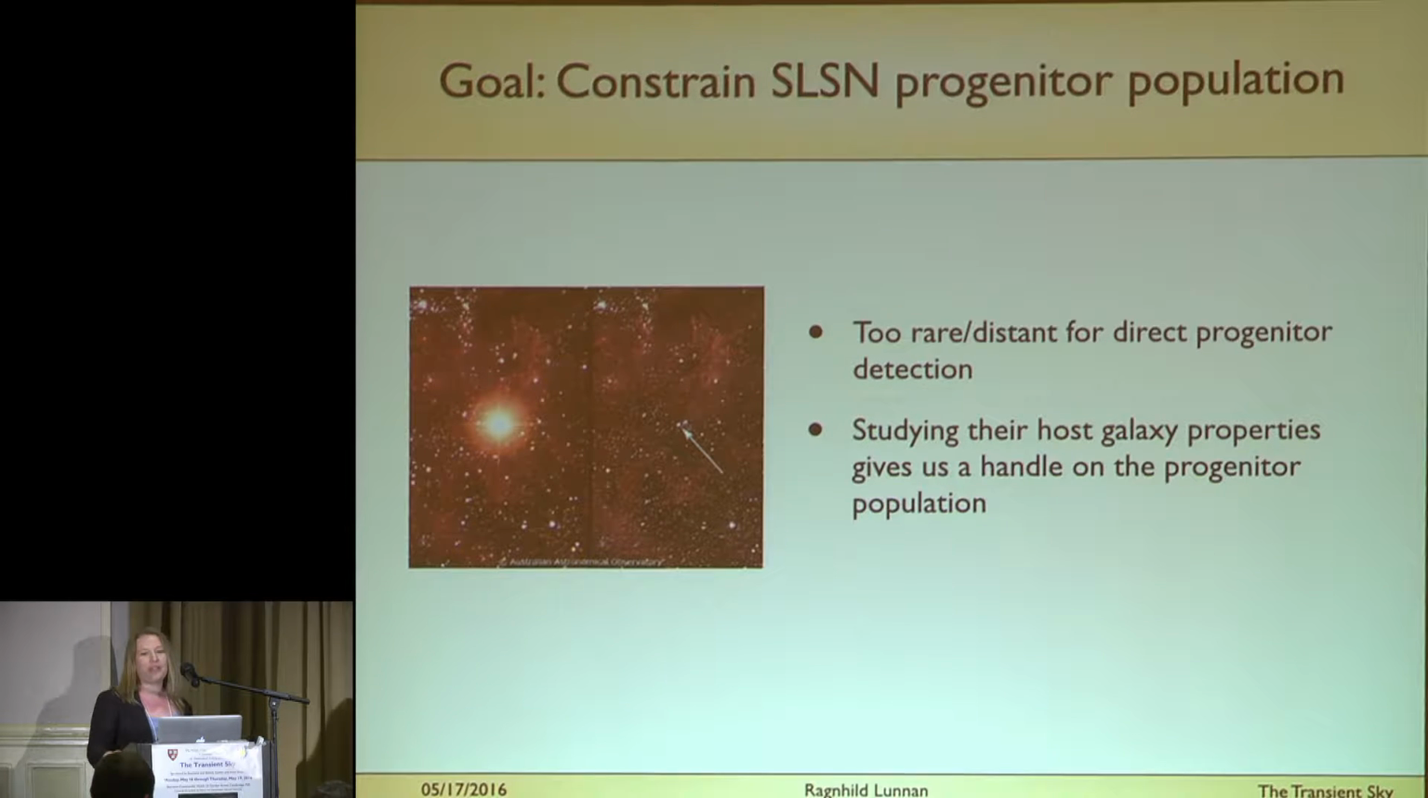But of course, because the rates are very low, pretty much all superluminous supernovae that have been detected and likely will be detected are just way too distant for any kind of direct progenitor detection. So what we do instead is we study their host galaxy properties as a proxy for the stellar population to get some handle on the progenitor population.